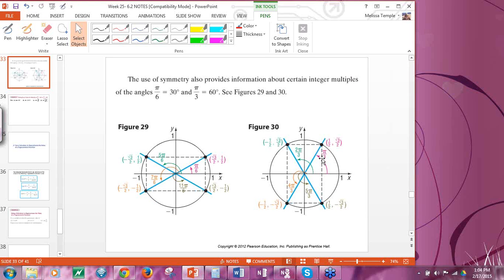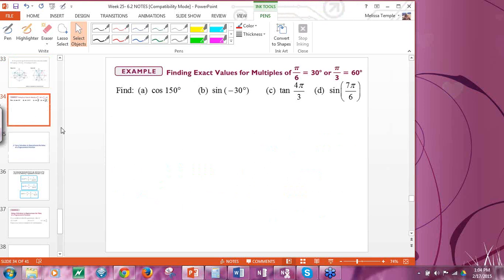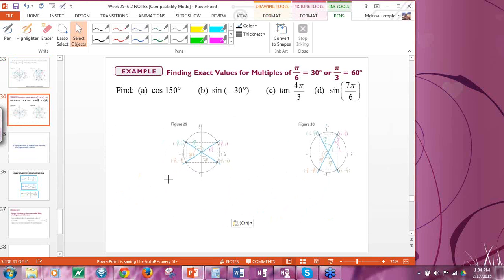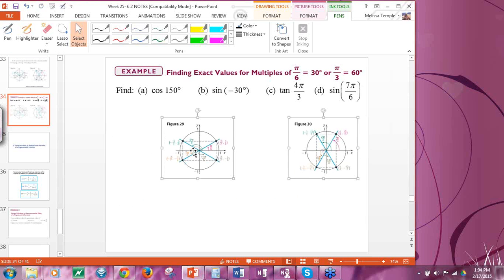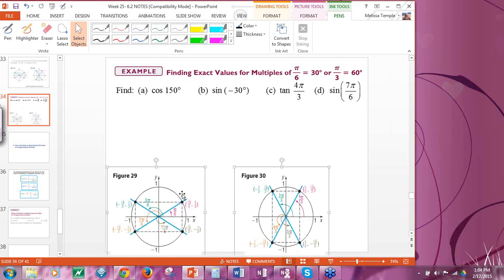And then I've done the same thing here. I've taken my pi over 3, reflecting it over the y, then over the x, back over the y, and back up. Oh, you know what? I want these on this slide so we can reference them. Okay, so let's reference these. And you can't read that, can you? And let's find our values.